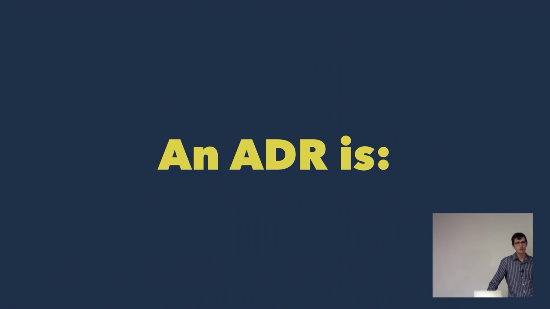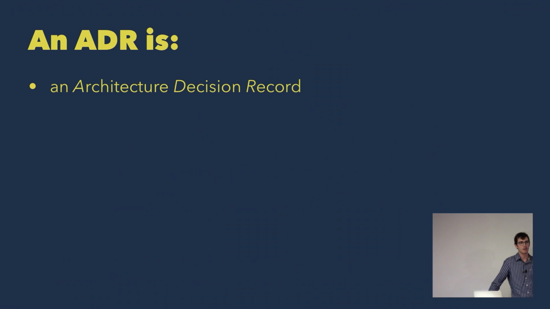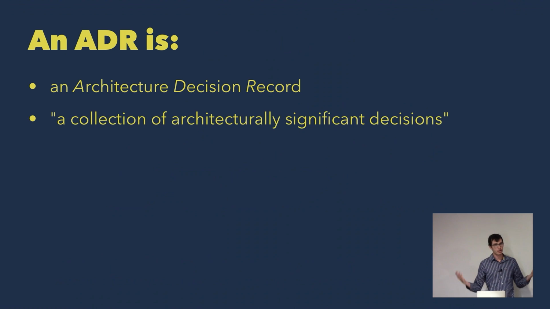So an ADR is what's called an architectural decision record. In the singular form, an ADR is a single record, but it's also a record of a collection of architecturally significant decisions. So if you change something in your application or your service, whatever you're building, it doesn't even have to be a software project, an ADR describes why you've made a decision about an architectural change.